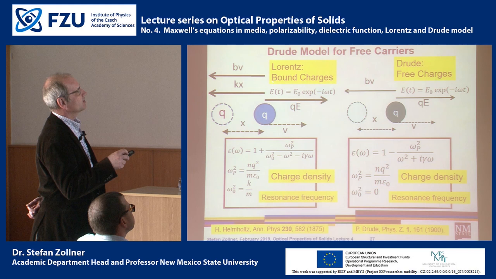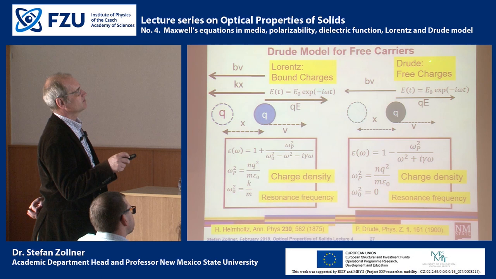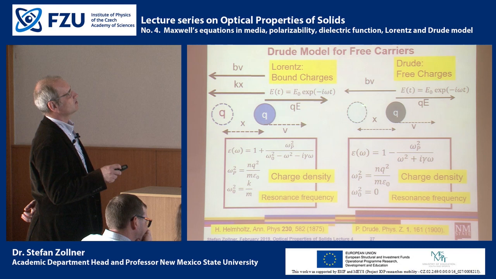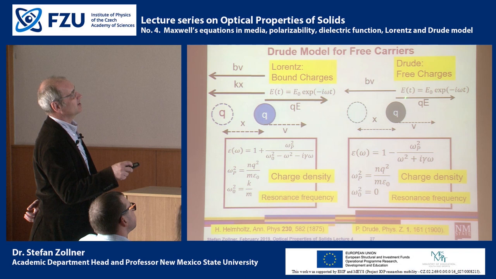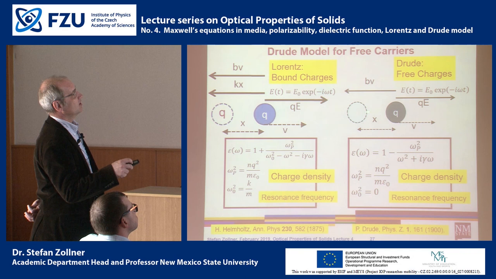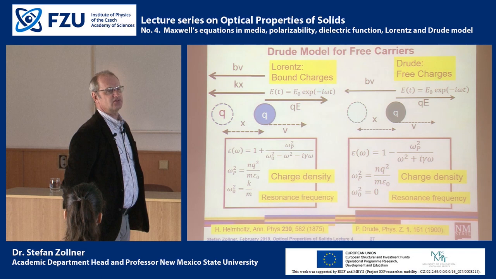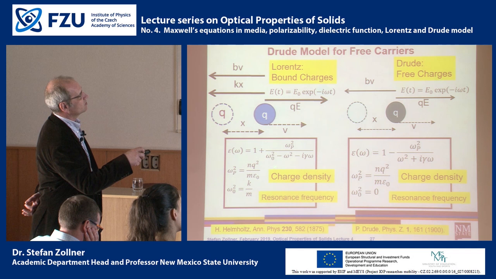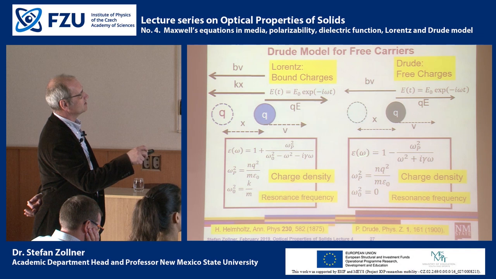Now, if we allow the charges to be free, like in a metal or in an ionic solid, then the restoring force disappears. There's no longer a kx. There's only a frictional force and the Coulomb force. So because the spring constant k is equal to 0, the resonance frequency, which is the square root of k over m, will also be 0. So for a free charge, this resonance term disappears. And apart from that, the equation is exactly the same. We've just set this omega 0 to 0.